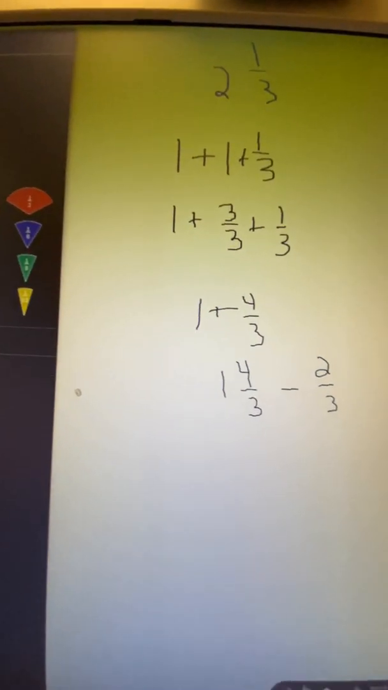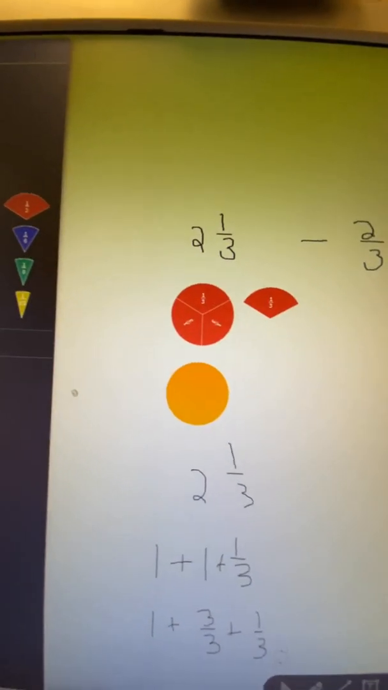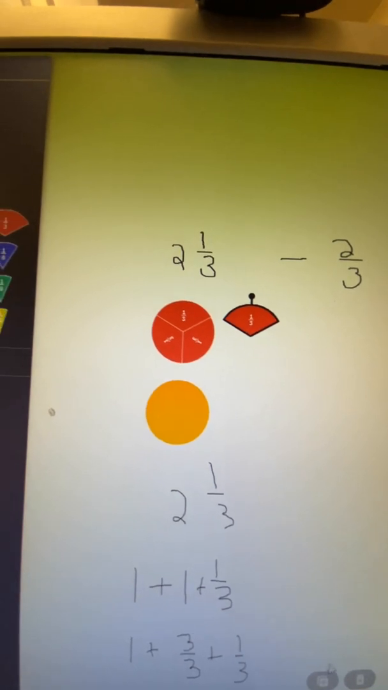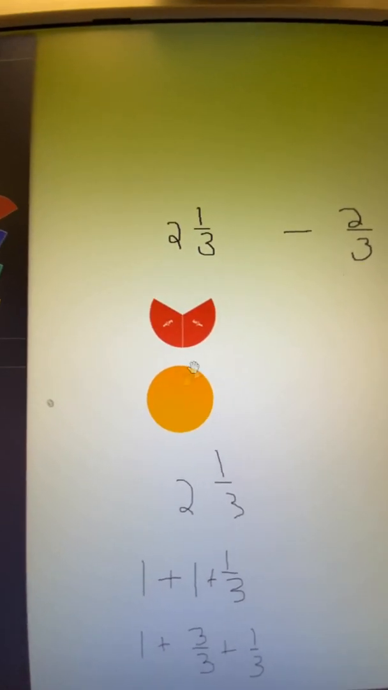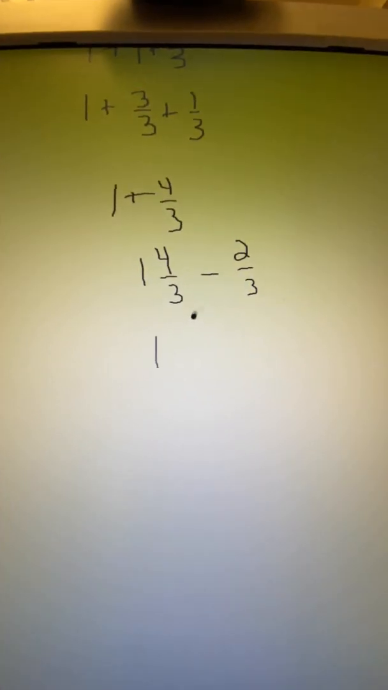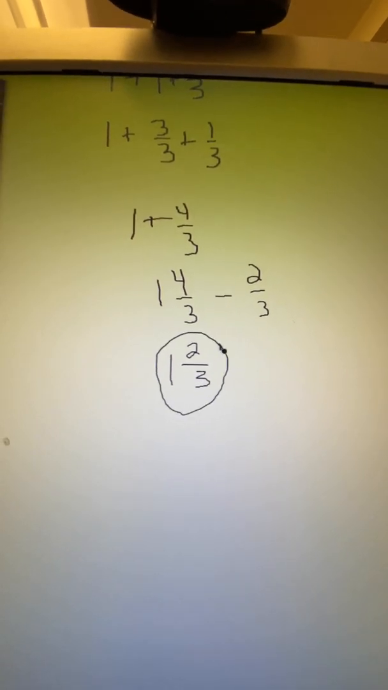So I could take away 2/3 because 4/3, right? So I go back here, and if I take away 2/3, if I take away one of these, and then I take away one more, you can see I'm left with 1 2/3. So going back here, I'm left with 1 2/3. So that'll be my final answer.